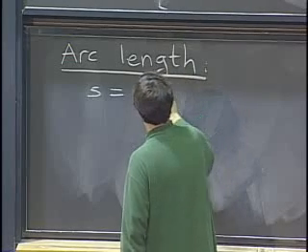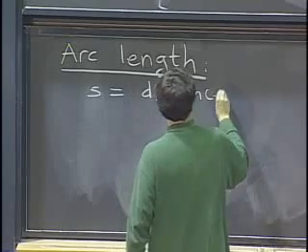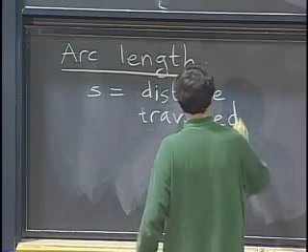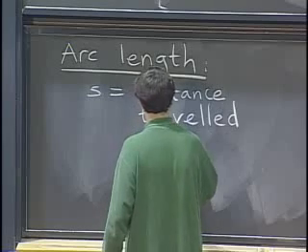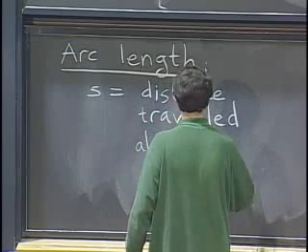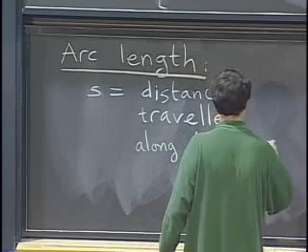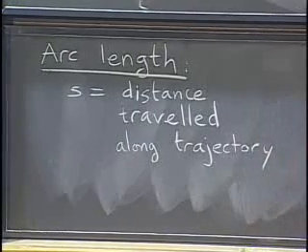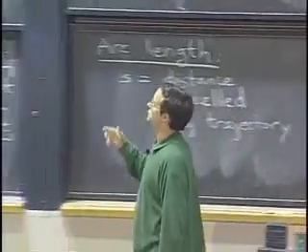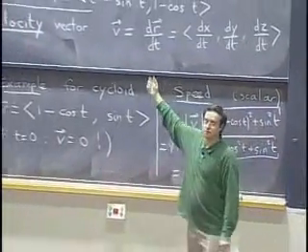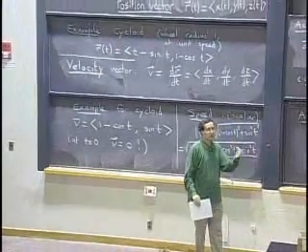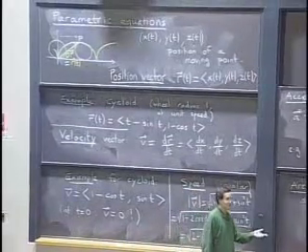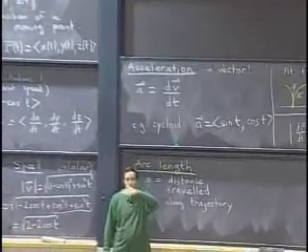Okay, so S is the distance traveled along the trajectory. And for that to make sense, of course, we need to fix a reference point. Maybe on the cycloid, we'd say it's the distance starting from the origin. Or in general, maybe you'll say you start at time t equals 0. But it's a convention.